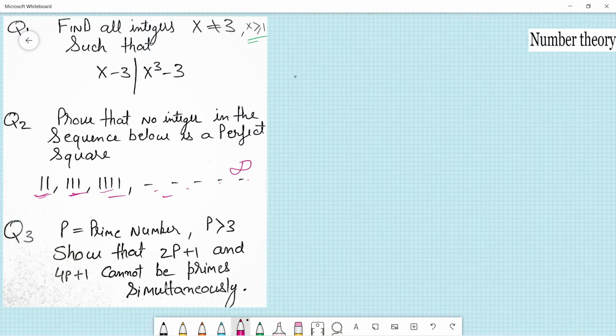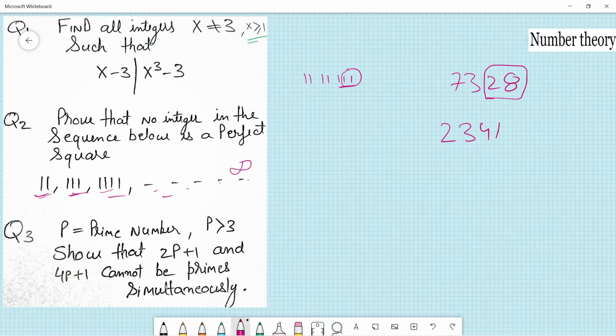Similarly, if you take any number in this sequence, its last two digits will be 11. And what is the divisibility rule by 4? How do we check if a number is divisible by 4 or not? We check the last two digits. Say this number. Is it divisible by 4 or not? Yes, it is. Why? Because the last two digits are divisible by 4.